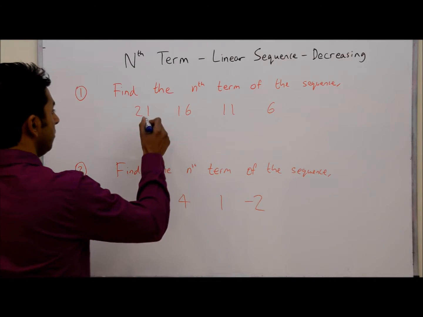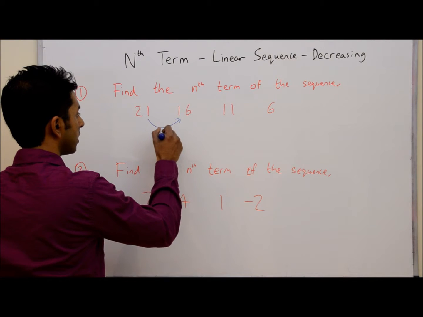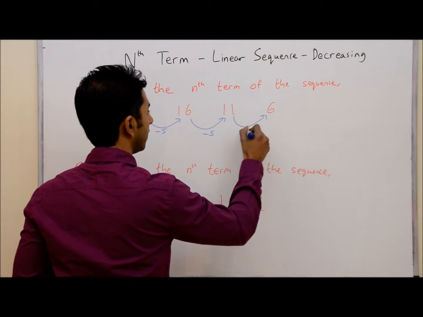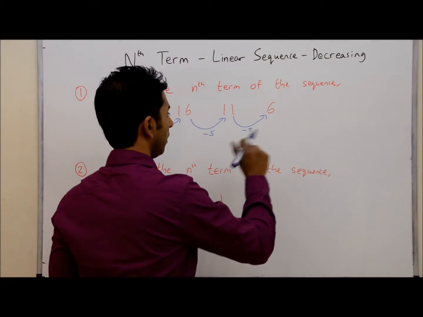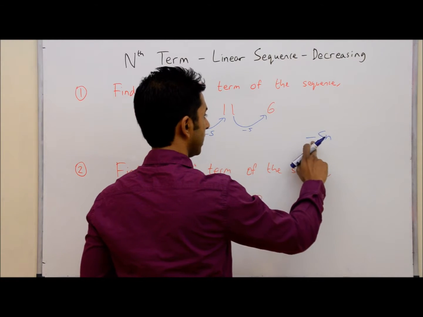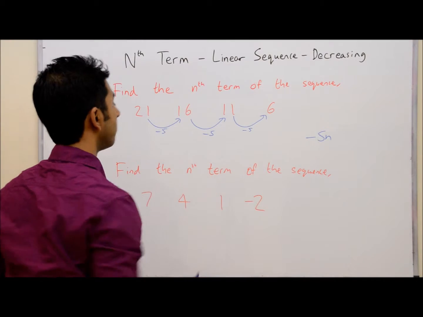First thing you need to do before you can find out the formula is to work out the difference. So this time we're going down by 5, again by 5, and again by 5. Now because we're going down by 5, in our formula, we're going to have a minus 5n. The minus indicates that we're going down. So if that was a minus 7, it would be a minus 7n.